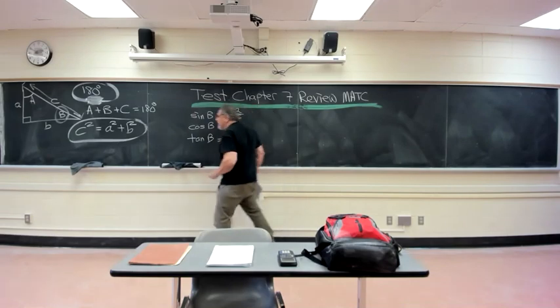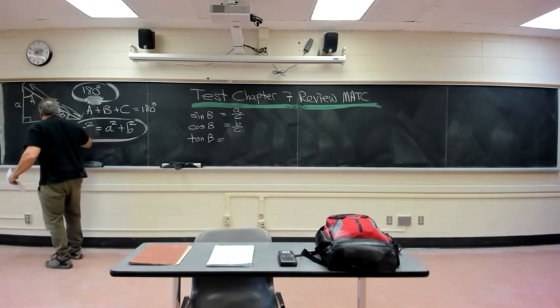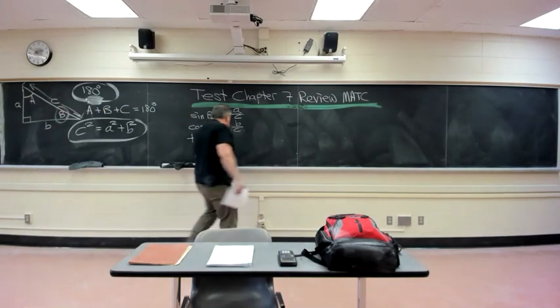And the tangent is basically the rise over the run. It's this rise over that run. It is the opposite over the adjacent. That's A over B.